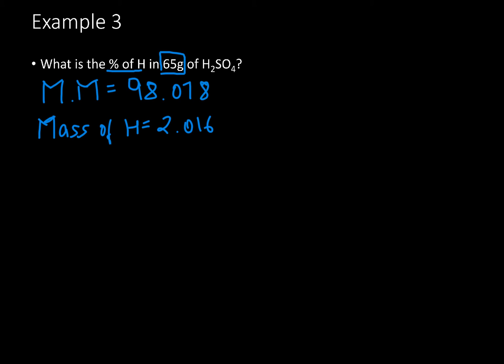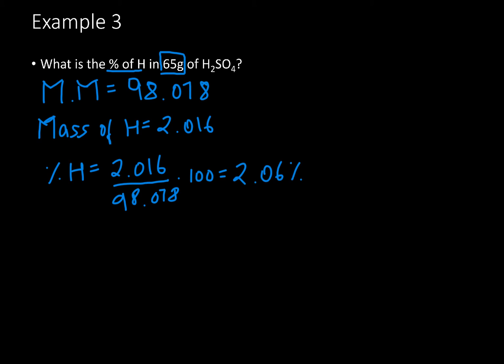Alright, so this is what you should have gotten. You should have gotten the molar mass as 98.078, and the mass of hydrogen should be 2.016 because there are 2 hydrogen atoms. Now you're going to proceed just like you did, which is you're going to find the percentage of hydrogen, which is going to be part over whole. So 2.016 divided by 98.078 times 100, and I'll let you pause and do the math. So the answer you should have gotten is 2.06%.